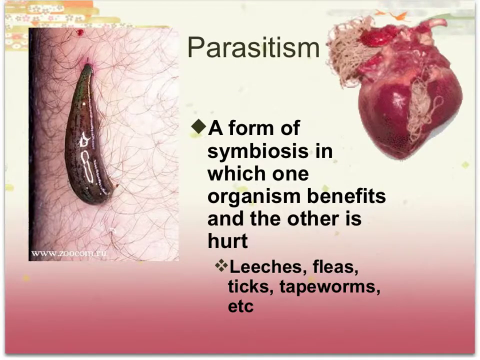The first one, parasitism, is a form of symbiosis in which one organism benefits and the other is hurt. Yuck. It's like leeches, fleas, ticks, tapeworms. They all benefit from living on us or other animals, and we do not benefit. In fact, we're harmed. Most of the time, the parasite does not kill its host. So, for example, if you get a leech on you, that leech is not going to kill you, but it does benefit if you stay alive. So it's better for the leech if you don't die.